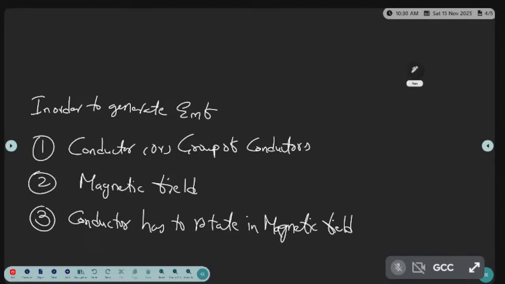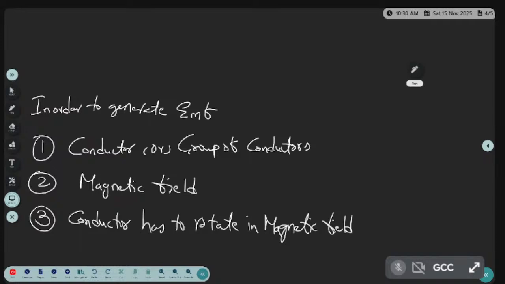Now with respect to the construction of the DC generator, we have to convert this principle. I have to rotate the conductor, that is nothing but the winding. Then the stationary part, the field. Where is the field located? In the stationary part. It is not rotating. Why do we require field? To get the EMF. Why do we require conductor? In the conductor only.